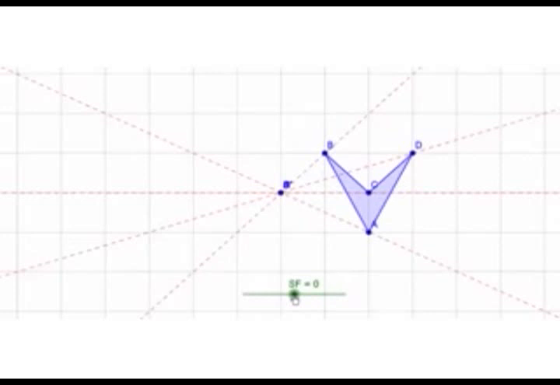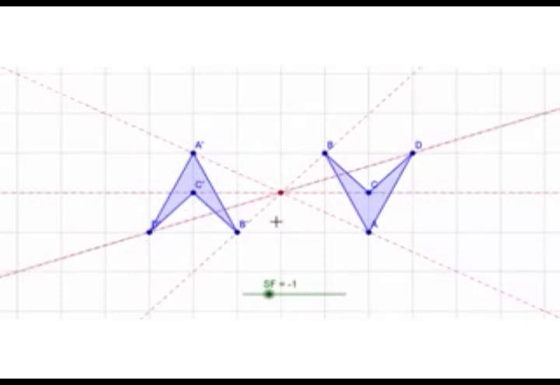And now we move to the negative side. Negative a quarter, negative a half, negative 3/4, negative 1. Let's stop here for a while. At this scale factor, firstly, we have congruent shapes, meaning they have the same size and shape. And notice that the image is inverted. And you can see how that happened if you follow the points along the projection line.